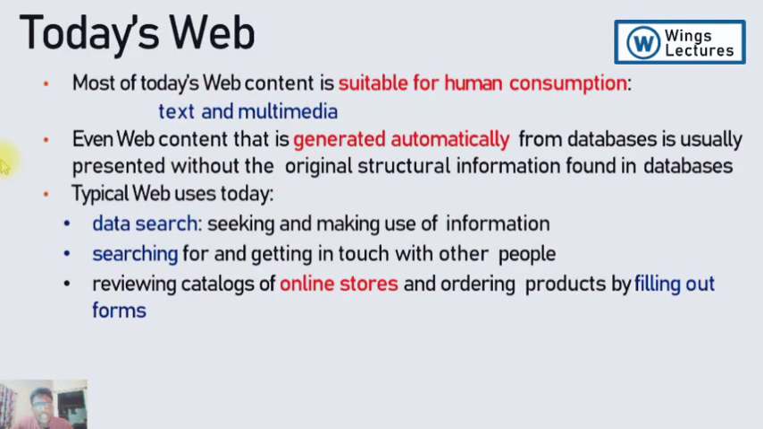Okay, so in today's web, we can see that most of the web content consumed by humans is a mix of text and multimedia. It can be images, videos and graphics and all. Okay, it's all a mix of text and multimedia, right? And all the web contents are automatically generated from the database which we have already stored in our websites, right?